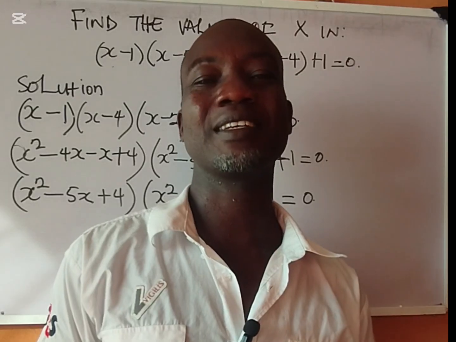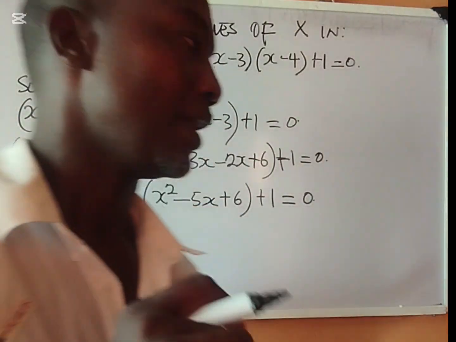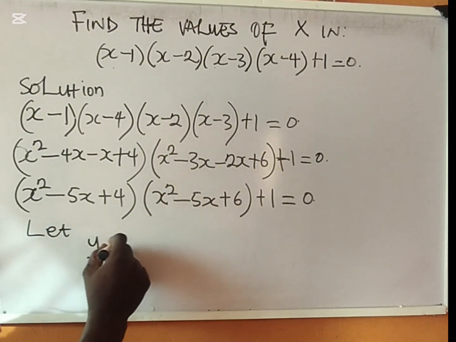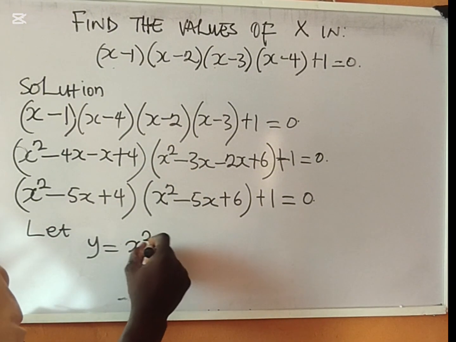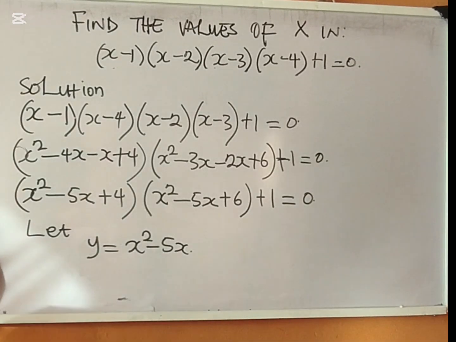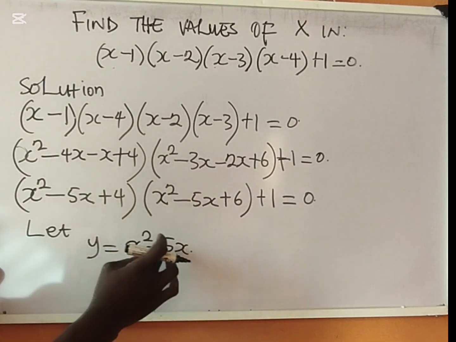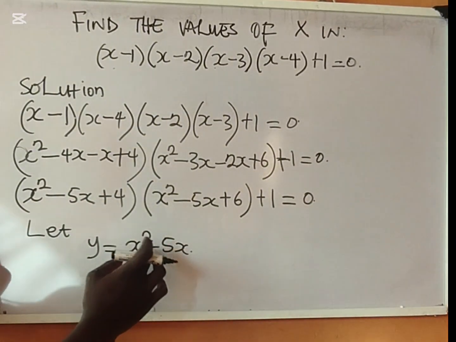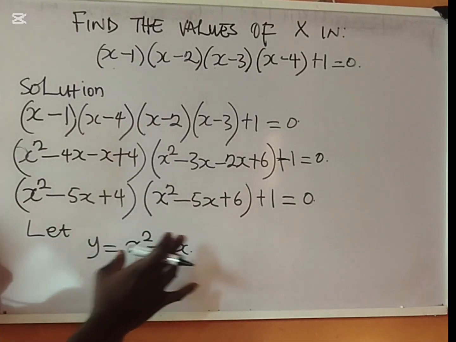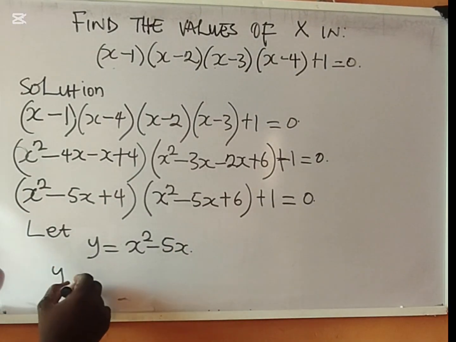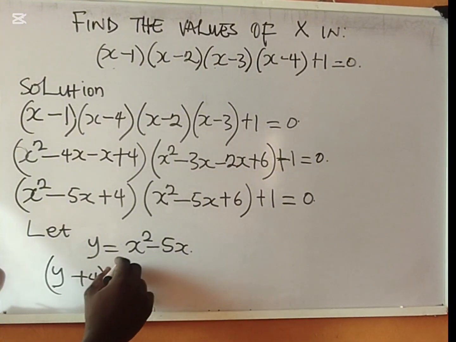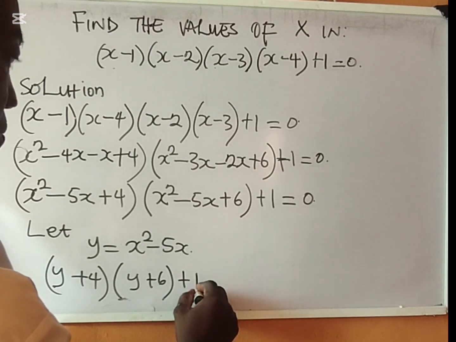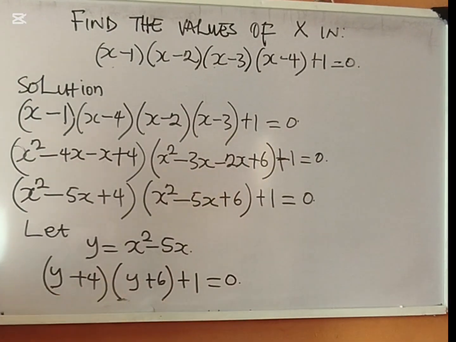We're also going to introduce another trick that will make our work very easy, and that will be to make an assumption. I will say, let y be equal to x squared minus 5x. If y is equal to x squared minus 5x, I'm going to rewrite this equation, but wherever I see x squared minus 5x, I'm going to put in y. So the equation becomes y plus 4, into bracket y plus 6, plus 1 is equal to 0.